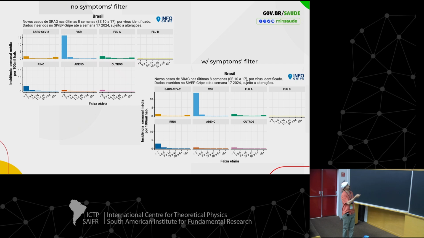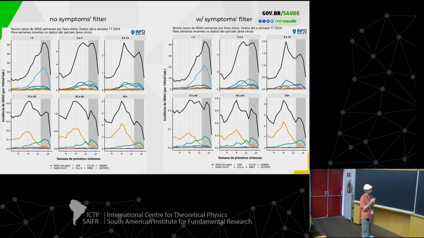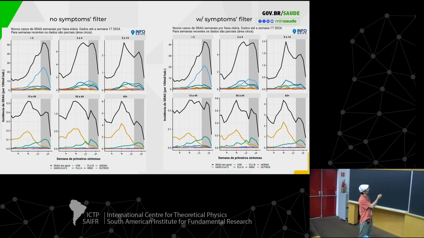But this is aggregated data, right? If I look at the actual time series itself, the black line here is the total amount of SARI cases per week. And then the colored lines are the cases with a positive lab result for RSV in light blue, influenza B in yellow, SARS-CoV-2 in orange, influenza A in green, and so on. Again, without applying any symptoms filter, and applying the symptoms filter, so adhering to the case definition and not necessarily adhering to it. Once more, the qualitative picture is pretty much the same, okay?